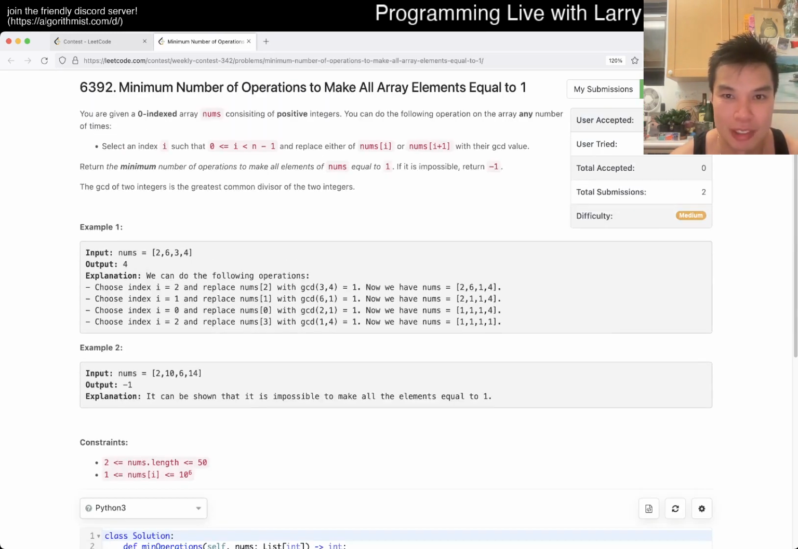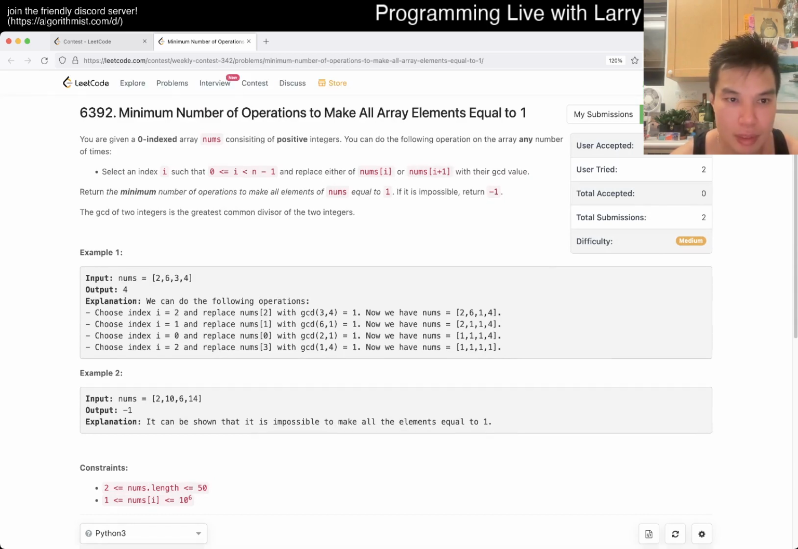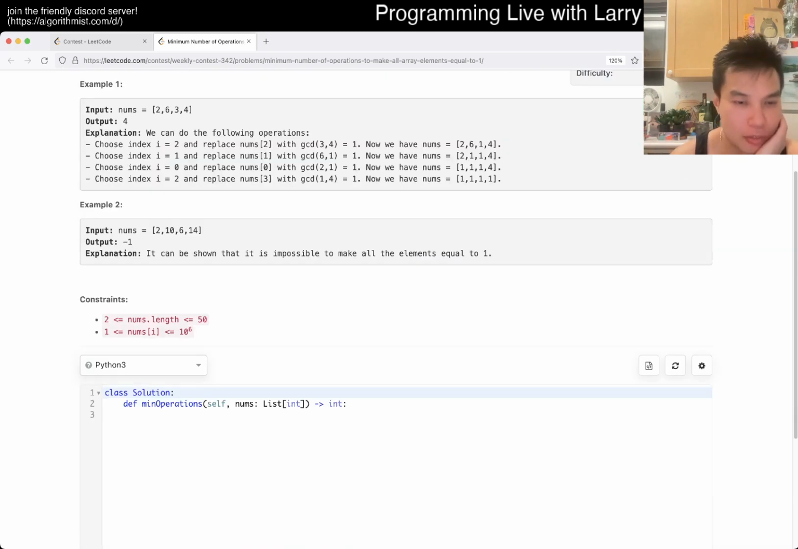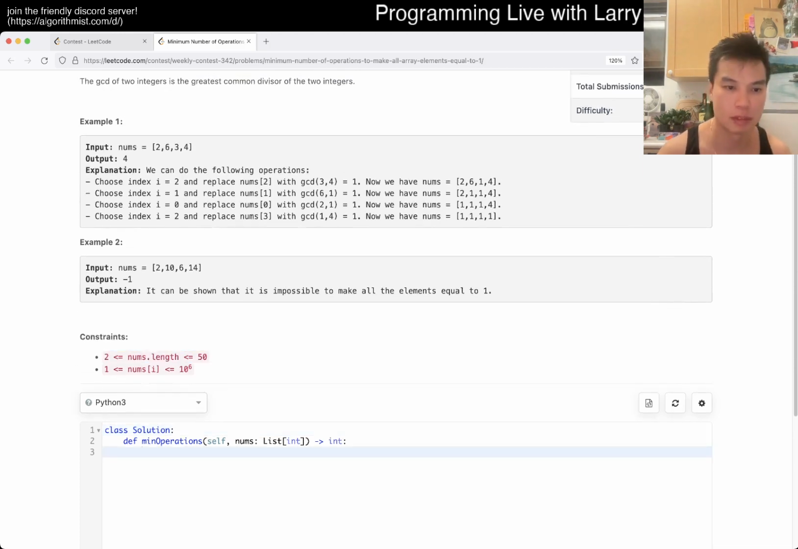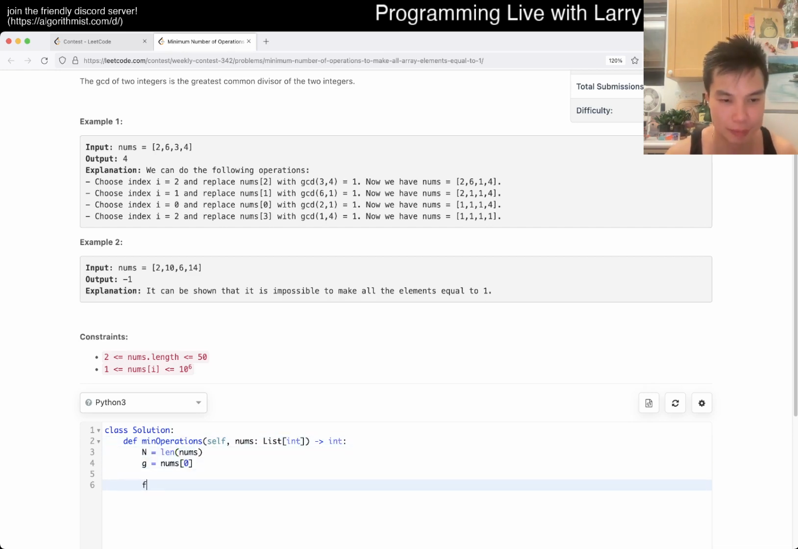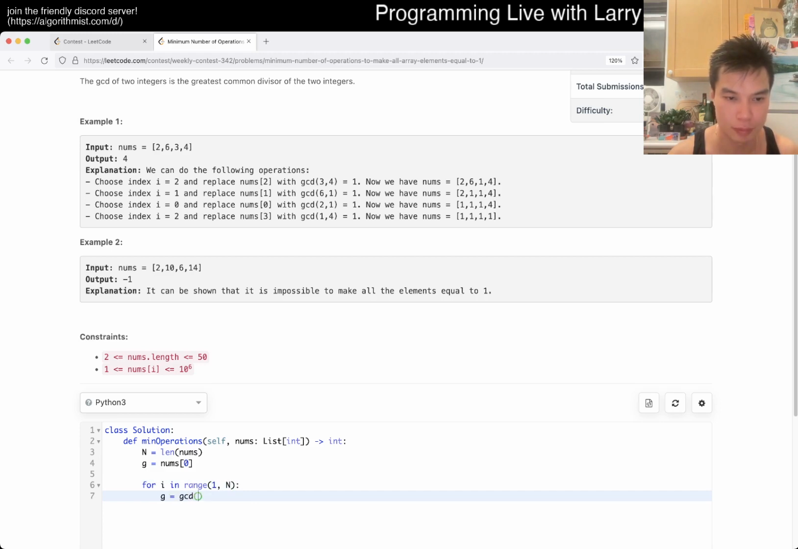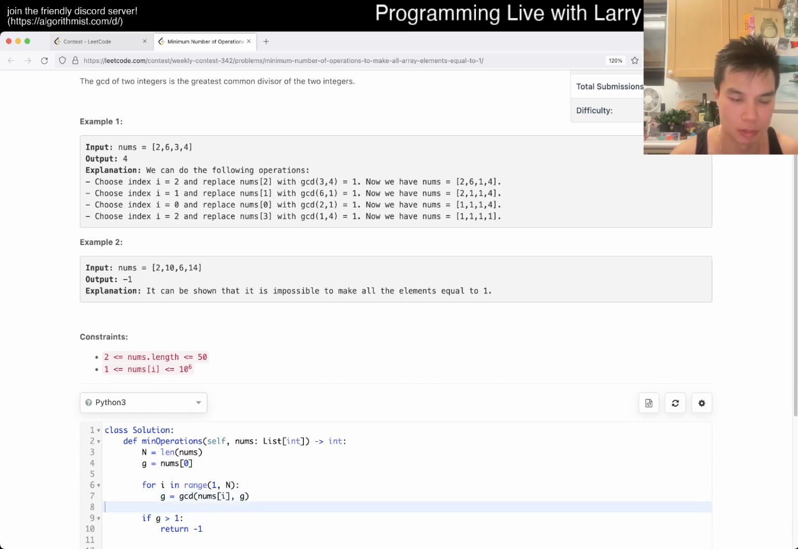Minimum number of operations to make all array elements... Select index I such that... replace item with the GCD. So basically look at two adjacent numbers and then change one of them to the GCD. Okay. There's 50 of them. I don't know the answer yet, just to be clear, but basically, if the GCD of all the numbers is greater than 1, it's going to be whatever, right?